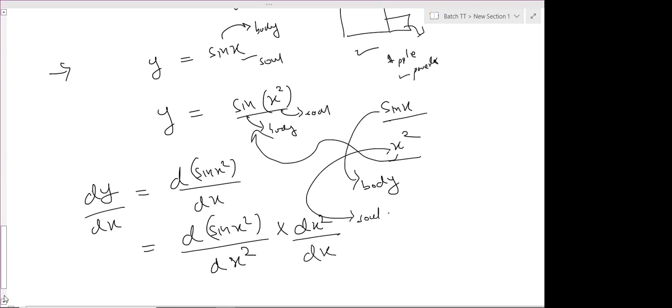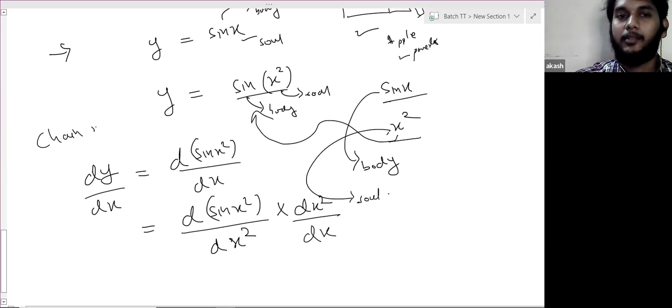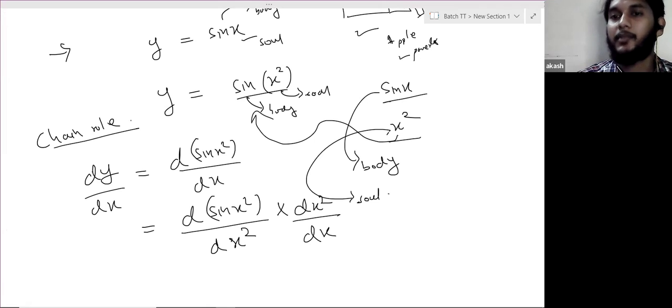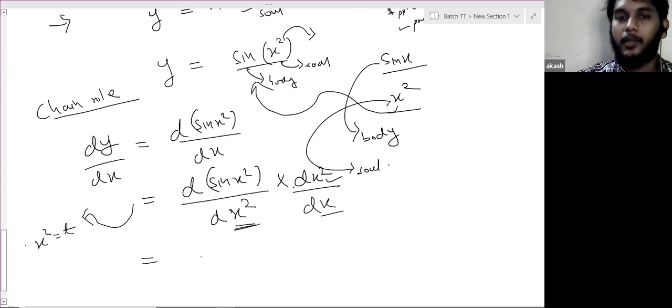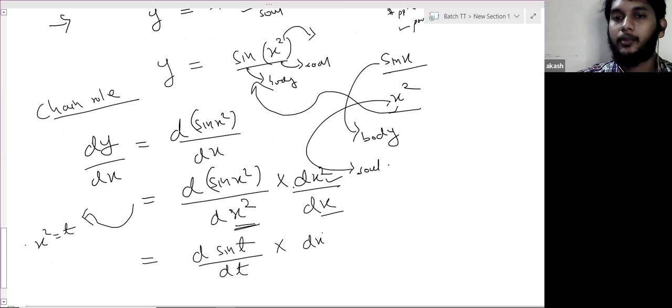So this is what is called the chain rule. And this is very, very, very important for the whole chapter. Because you will never see just sin x, cos x, you will see sin x square, cos x square, sine of sin x, and everything else. So if the soul is possessed by another soul, then we first differentiate with respect to that soul, then that soul is differentiated with respect to x. All right. Now, if anybody has confusion, you can assume x square is t. So the answer becomes d sine t upon dt and d x square upon dx.